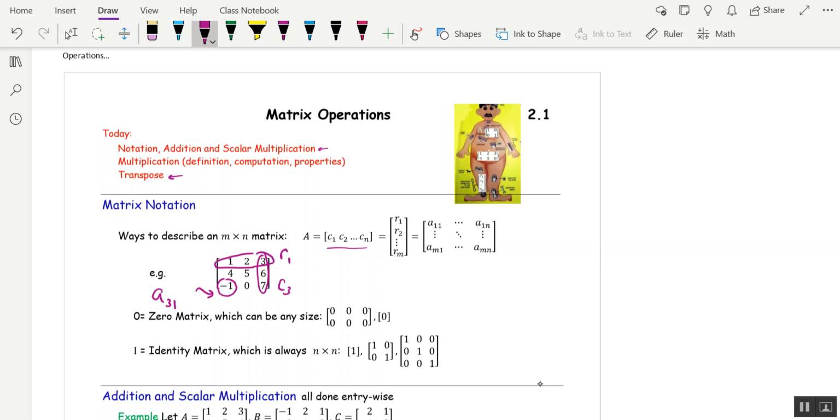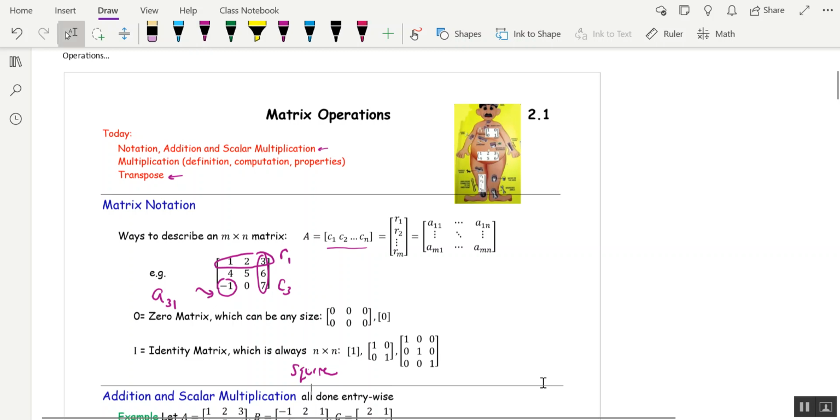0 stands for the zero matrix, and that can be any size, and you're just going to have to go by context. The identity matrix is denoted by a capital I, and that has to be square. So n by n, square. I don't know why this keeps erasing square. So here are some examples, a 1 by 1, a 2 by 2, a 3 by 3. Notice that the ones go from top left to bottom right.